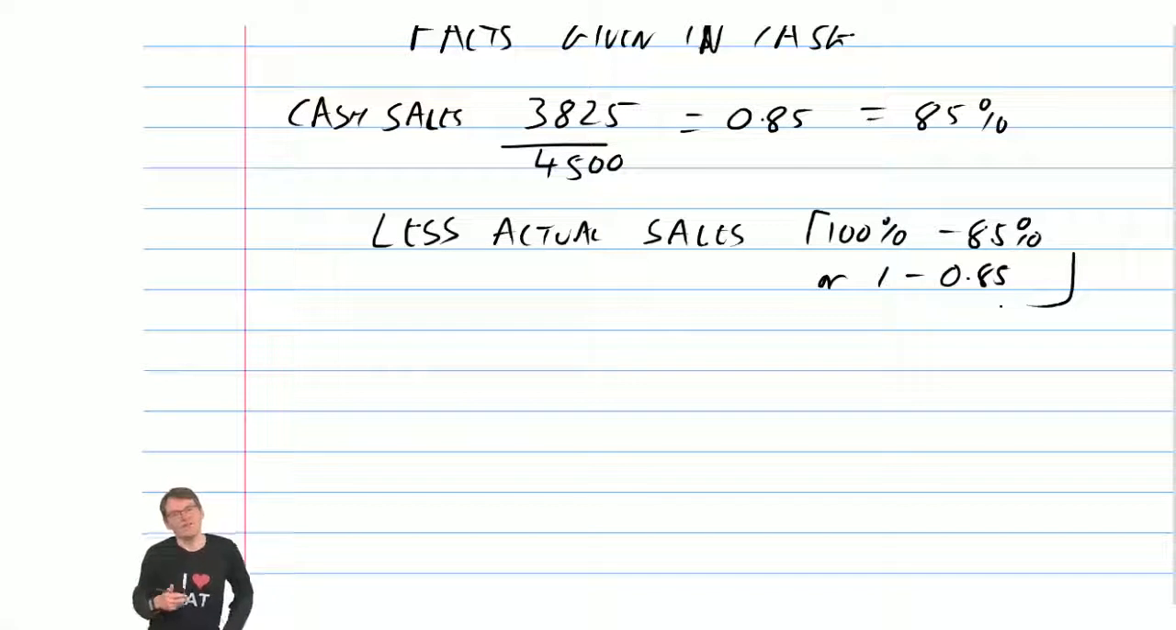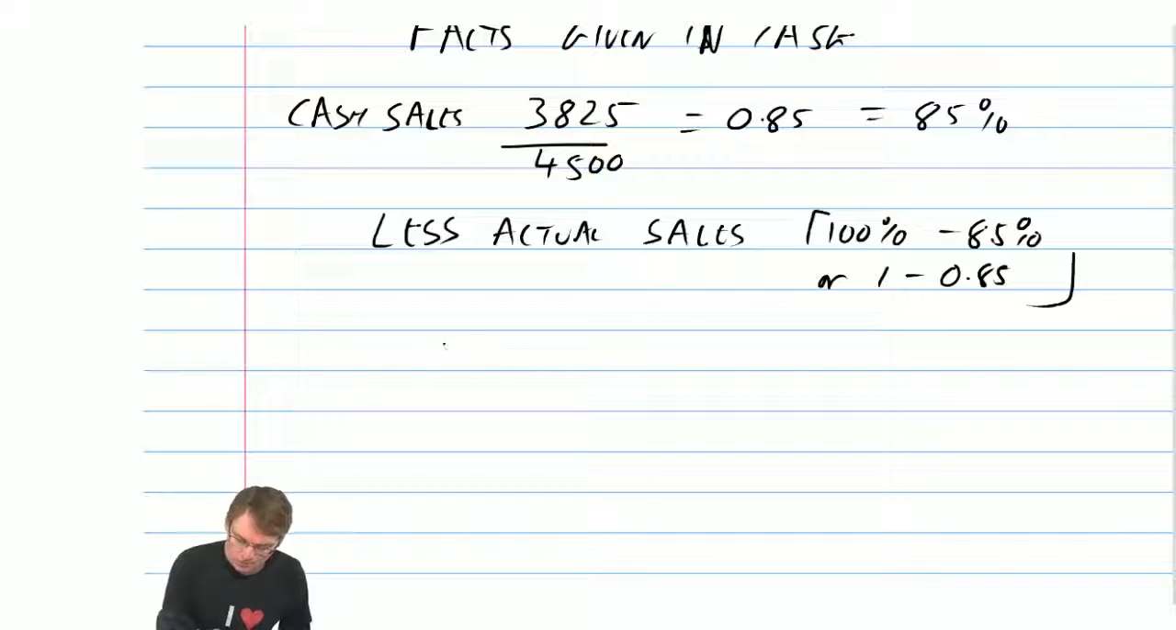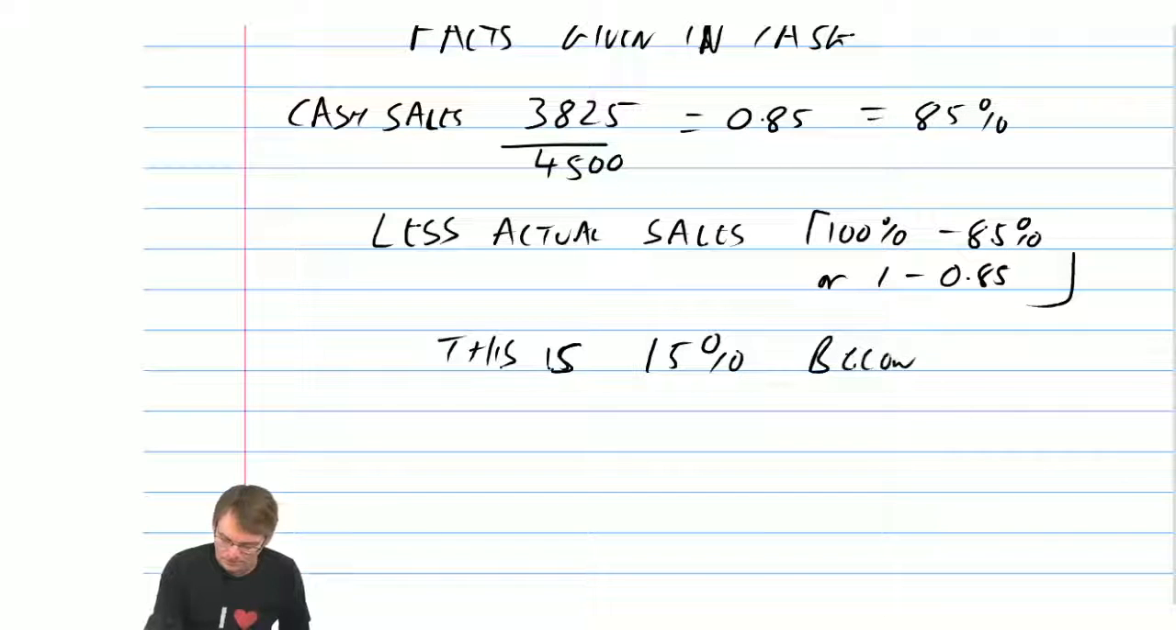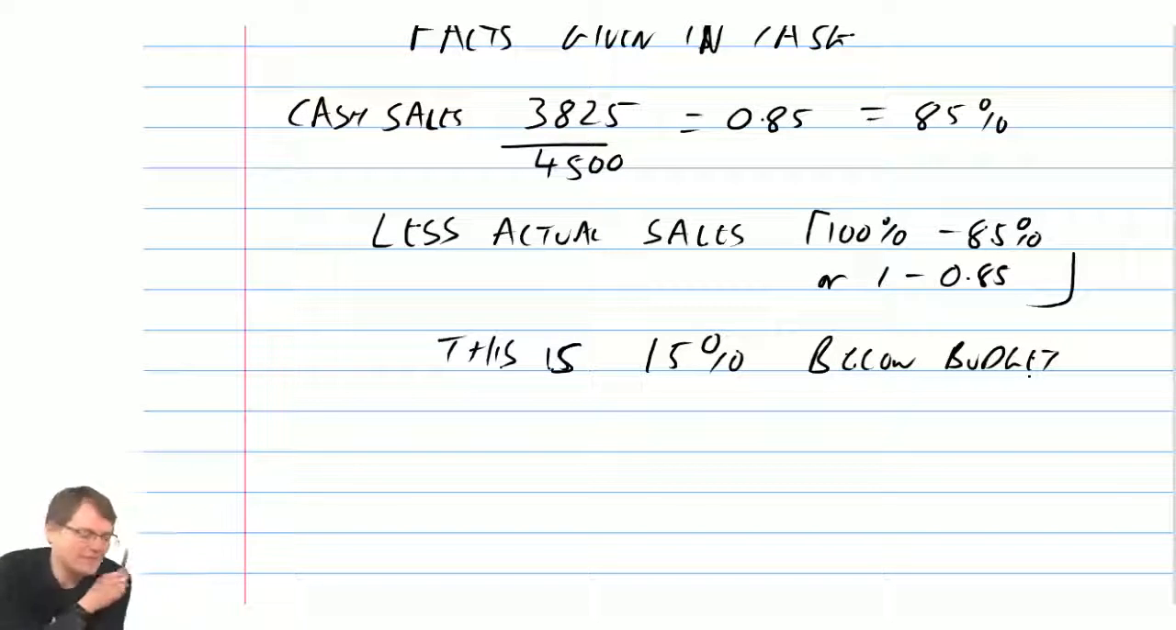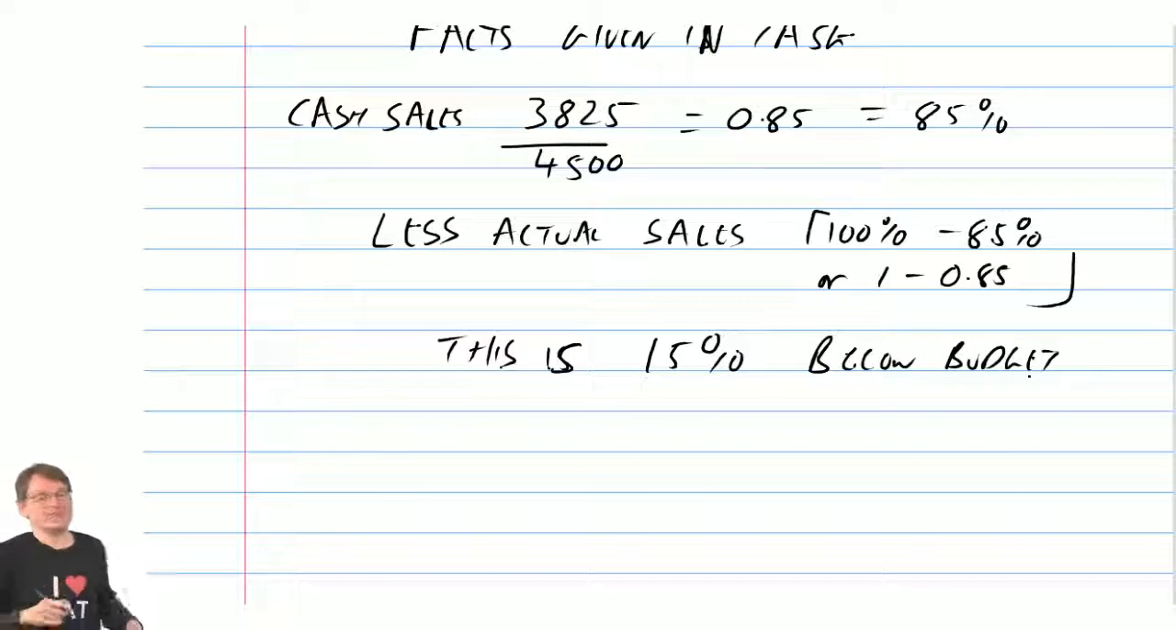So if you get a figure that's less than 1, the percentage it's fallen by is 1 minus whatever figure you've calculated. So in other words, this is 15% below budget. Yep, so that's the way that I would do it. There are, as I say, other methods of doing it. If you want to do it a different way, whatever works for you. But the idea is it's 15% below budget. So that means it needs investigating.